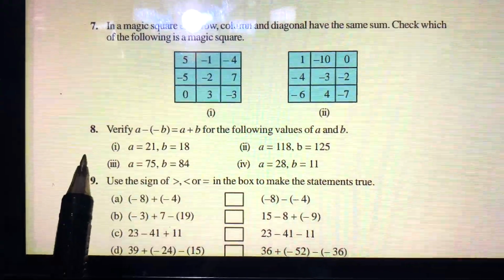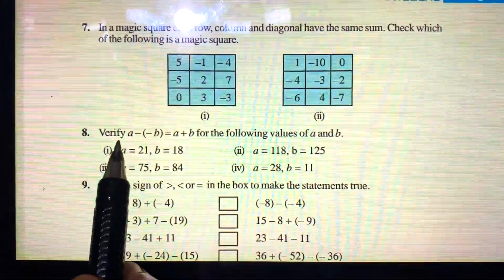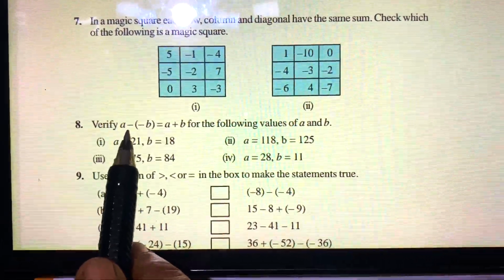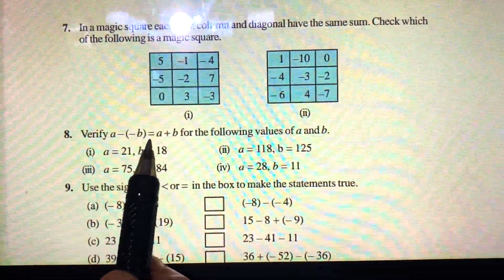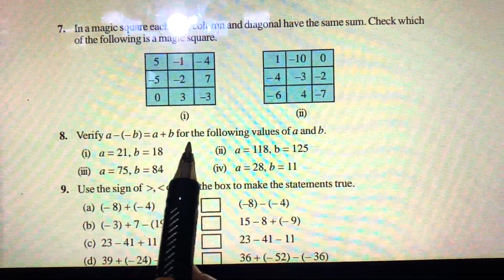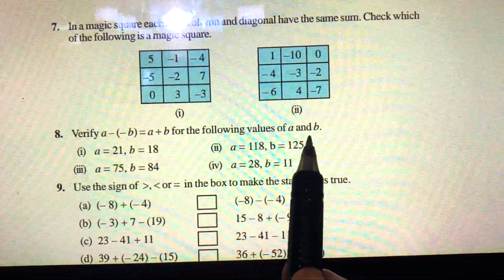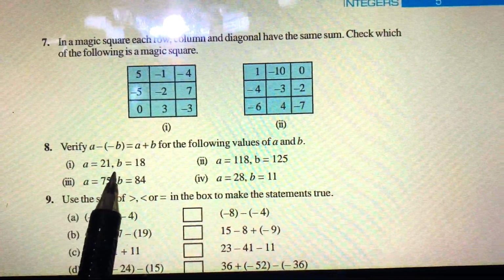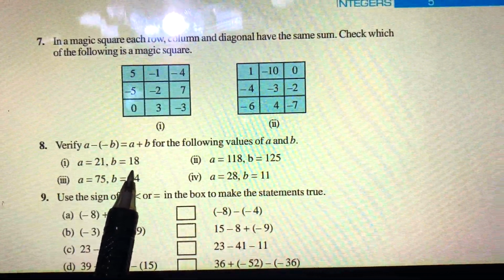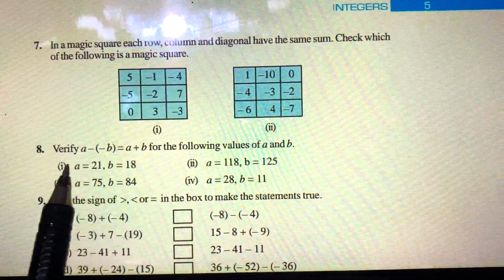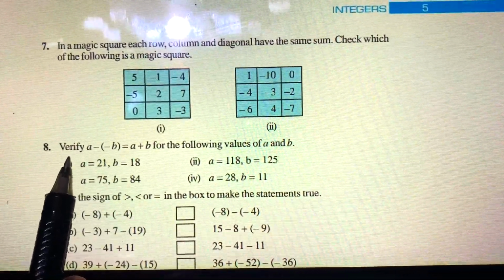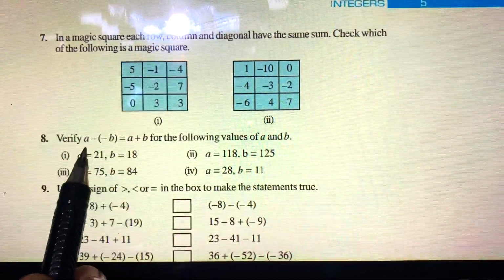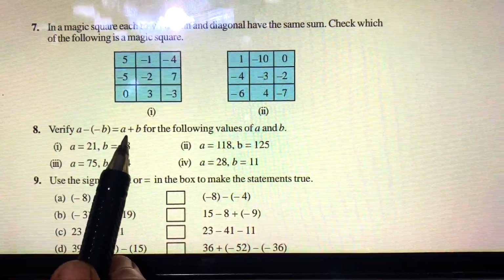Now we go for the next one, 8th sum. Verify A minus minus B is equal to A plus B for the following values of A and B. The first sum, A is equal to 21 and B is equal to 18, they have given. Now they have asked you to verify whether the given is correct or not.